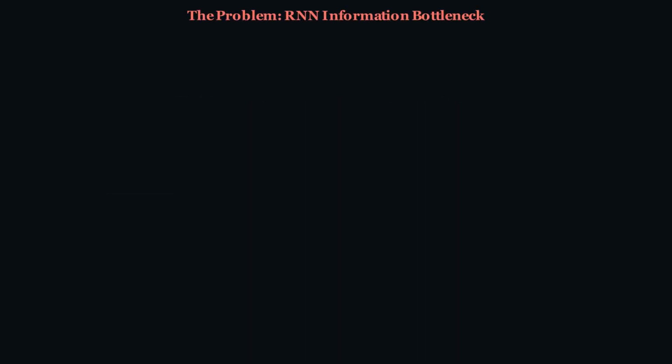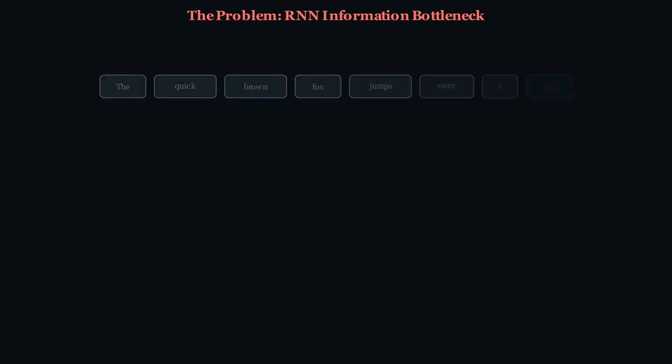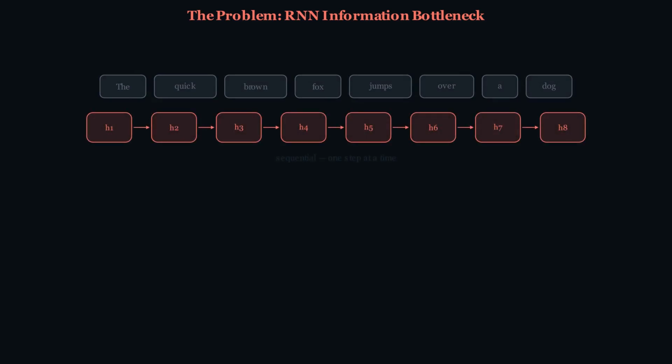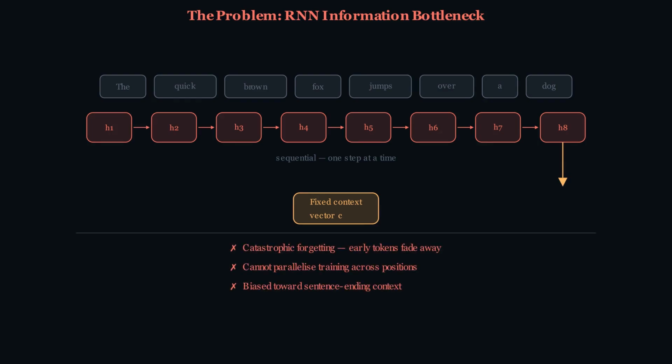Before attention existed, sequence-to-sequence models used recurrent neural networks. They encoded an entire source sentence into one fixed size vector, a severe bottleneck. The RNN reads tokens one by one, updating a hidden state at each step. Everything, all 8 words, must compress into one tiny fixed vector. For long sentences, early tokens lose their influence entirely. 3 fatal flaws: catastrophic forgetting, no parallelism, and a bias towards sentence-ending tokens. Attention was invented to fix all 3.